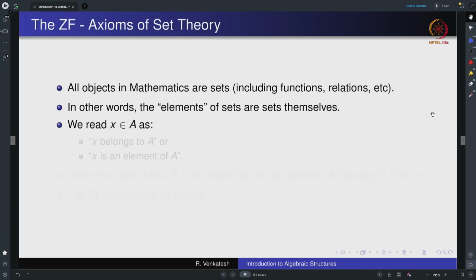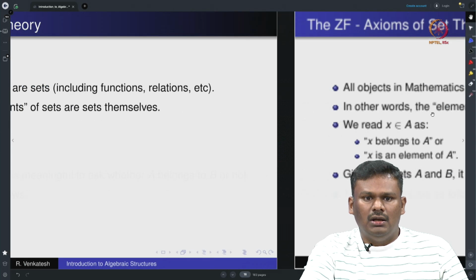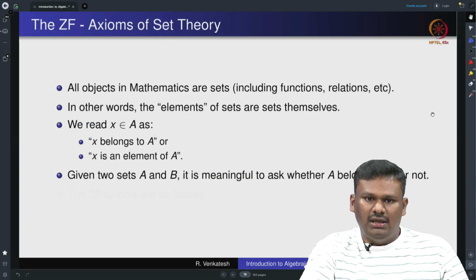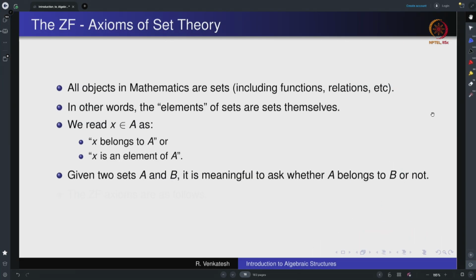We read x belongs to A as x belongs to A or x is an element of A. Given two sets A and B, it is meaningful to ask whether A belongs to B or not, because both of them are sets, and since elements can be sets, we can ask whether A belongs to B or not. That is a very valid question. The ZF axioms are as follows. They formalize sets.